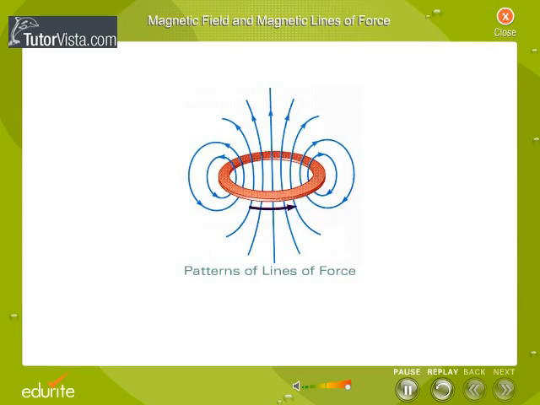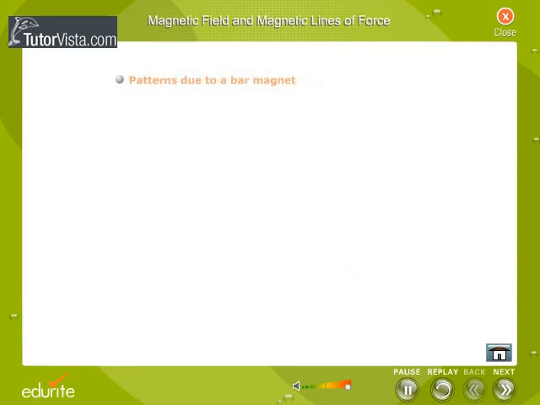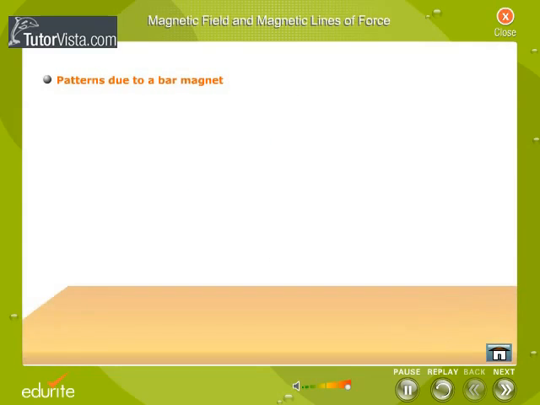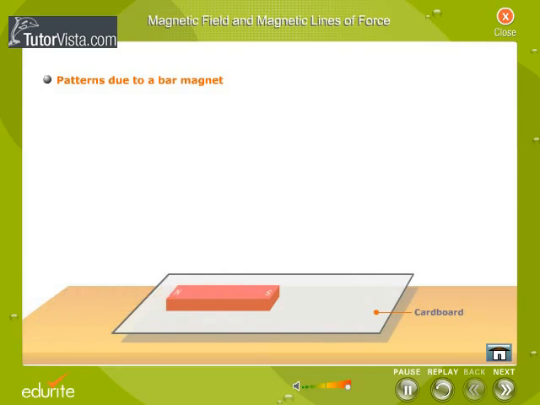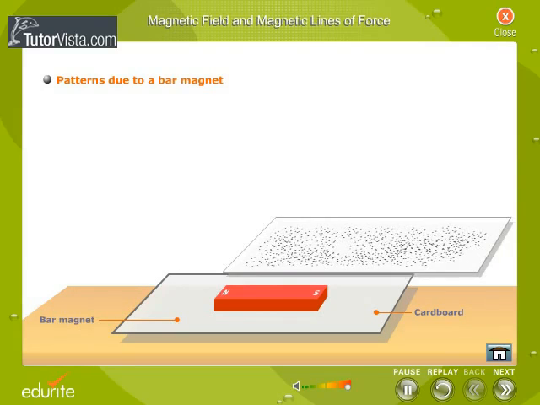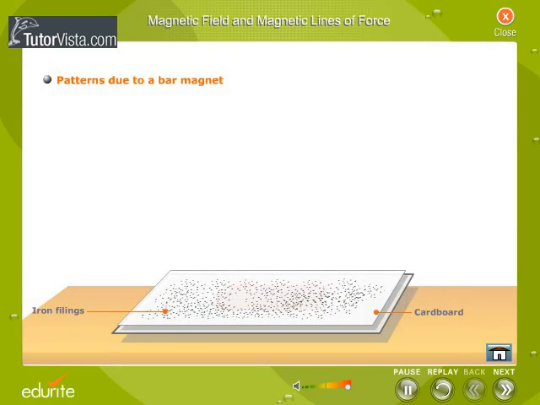Patterns of lines of force. Patterns due to a bar magnet. Let us now study the nature of magnetic lines of force due to a bar magnet. Place a bar magnet on the cardboard. Sprinkle some iron filings on a piece of paper and place it on the magnet. Tap the paper gently. The iron filings arrange themselves as shown here.